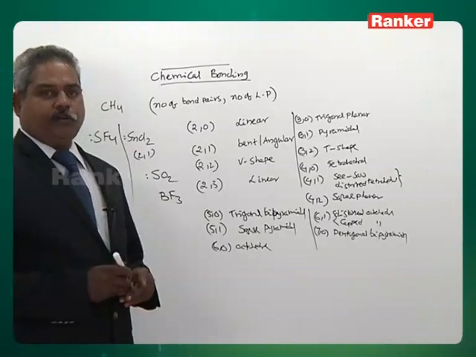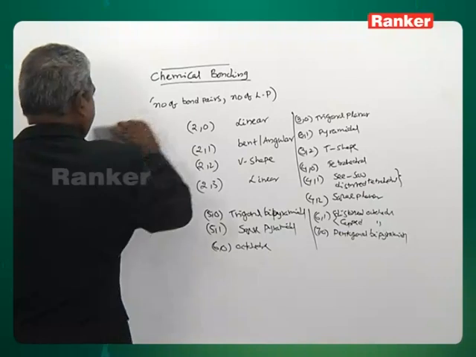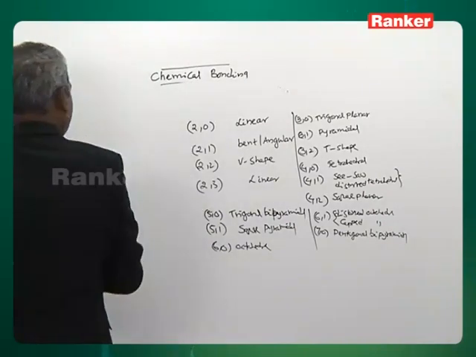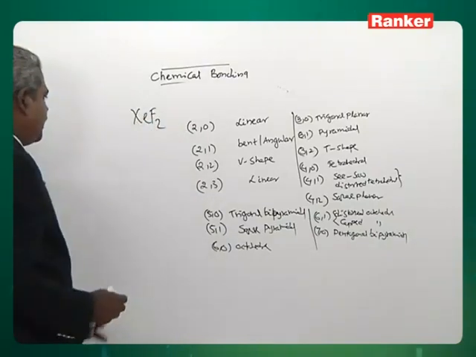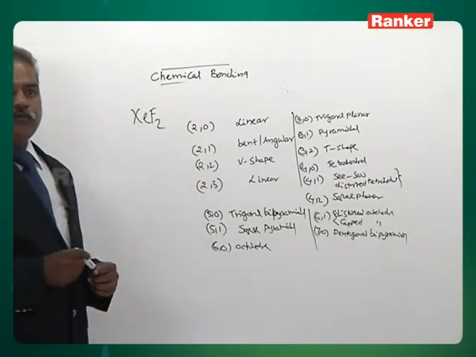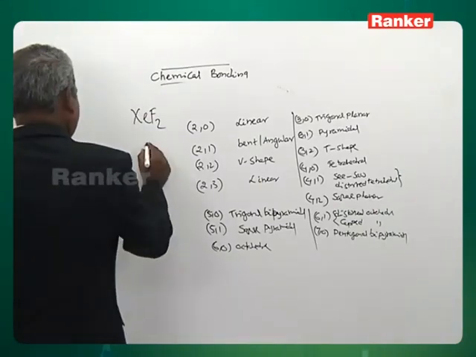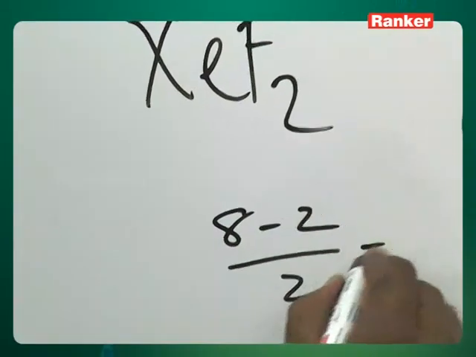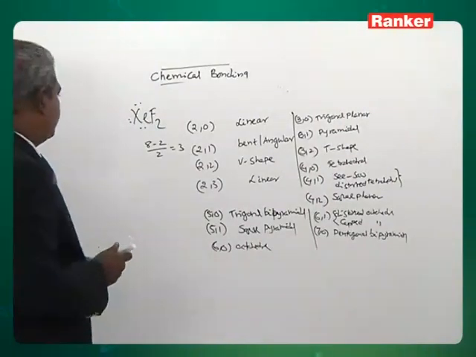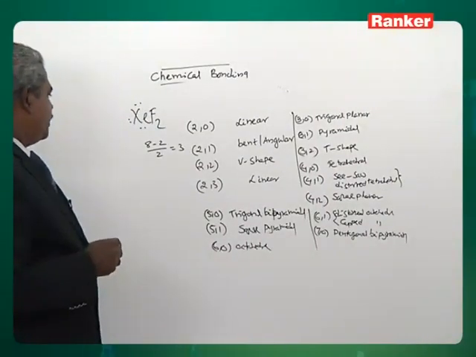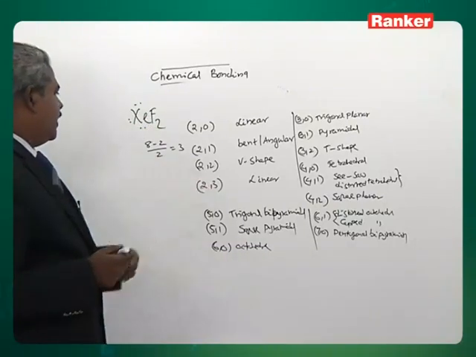So, what is the conclusion? The shape of a molecule depends on the number of lone pairs and the number of bond pairs. And listen, you just find out the lone pairs this time yourself. XeF2. How to find out? X minus 2 by 2. 8 minus 2 by 2, it is 3. 1, 2, 3. Okay, 2 bond pairs, 3 lone pairs, linear.